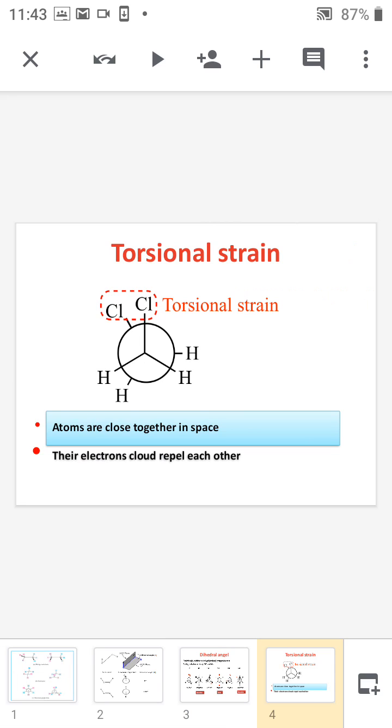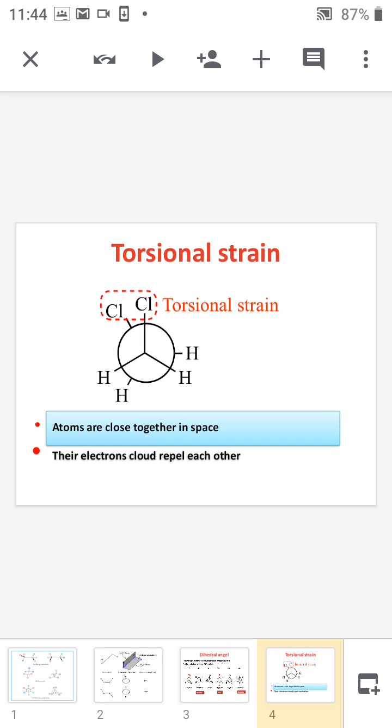So torsion strain means, if the front carbon atom is just behind the other atom, that means if it exists in an eclipsed form, the electrons present in one atom are just behind the other, so the electrons will repel each other. See here, this is the representation of a molecule in which the two chlorine atoms are just behind each other. So the electrons present in the front chlorine atom will repel the electrons of the other chlorine atom. This repulsion is known as the torsional strain.